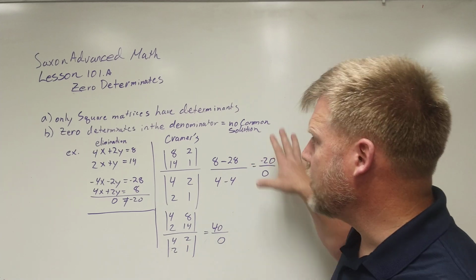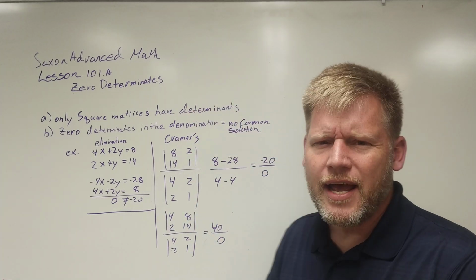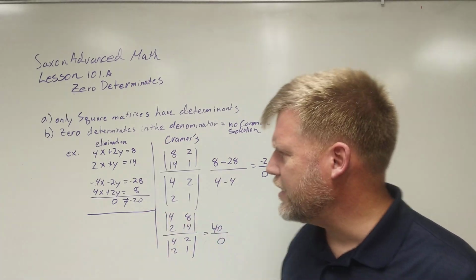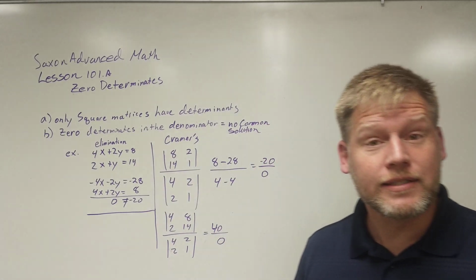And so this right here is how I determine that these are parallel lines. And of course, I could probably look at this and see that they have the same slope, and that is the other way to solve that.